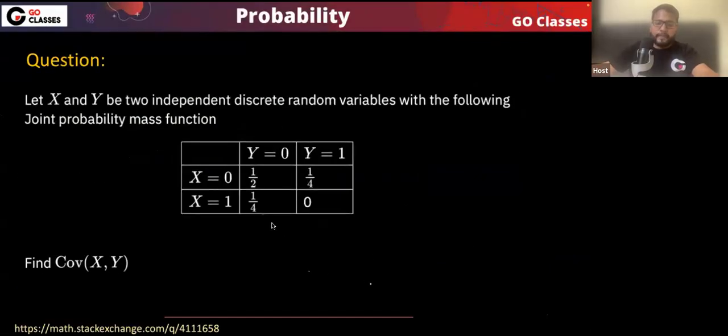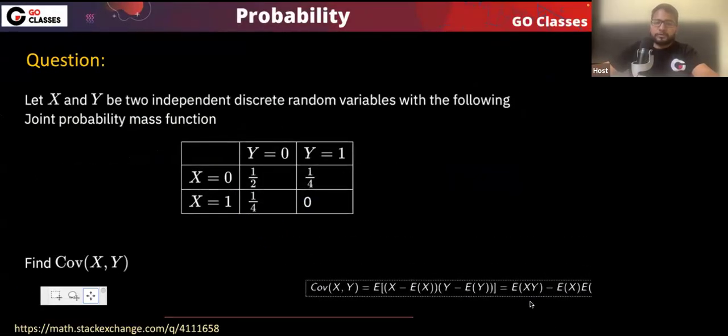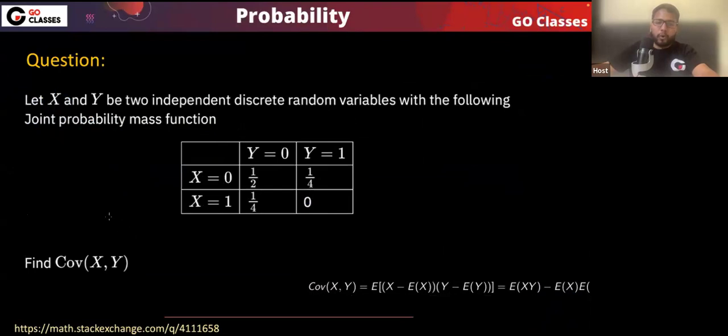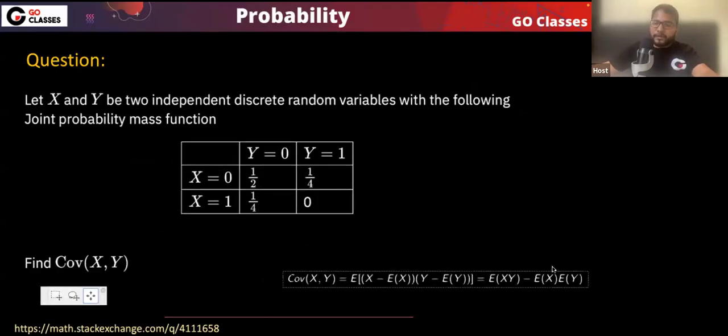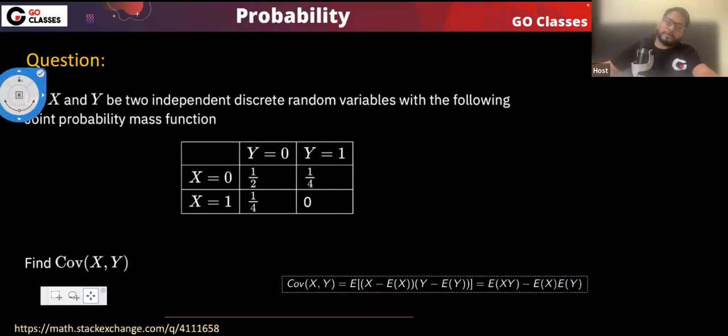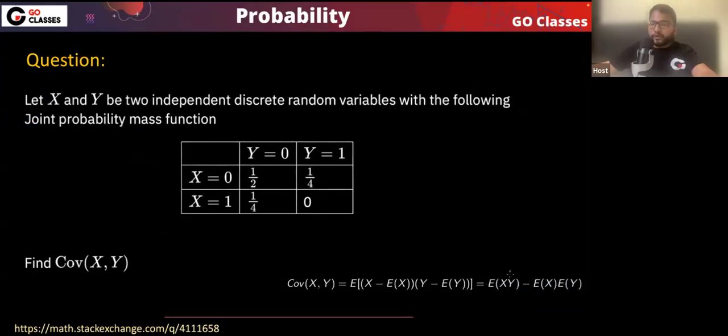Suppose they ask you to find out the covariance between x and y, and they give you something like this, right? Then we need to actually find out the expectation of xy, expectation of x and expectation of y. So these three quantities we need to find out, right? So how to find out the expectation of x?